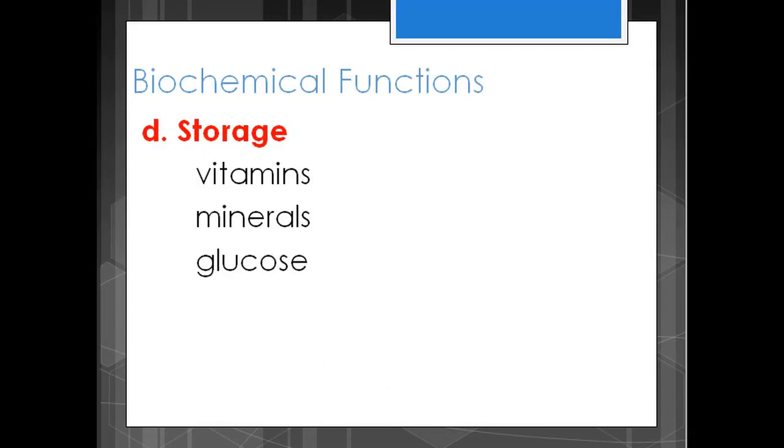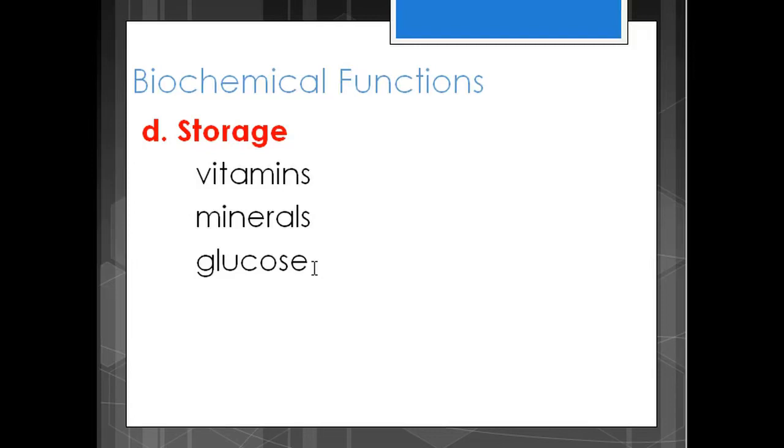And last of the functions here, we have the storage. The liver can act as a storage organ for vitamins, minerals, and glucose. Glucose is very well known to be stored in the form of glycogen, right? So the liver acts as a storage site for these substances. The liver provides a vital source of energy for the body, wherein it transforms glucose into glycogen for more efficient storage. The liver also stores vitamins and minerals for the times when they may be lacking in the diet.